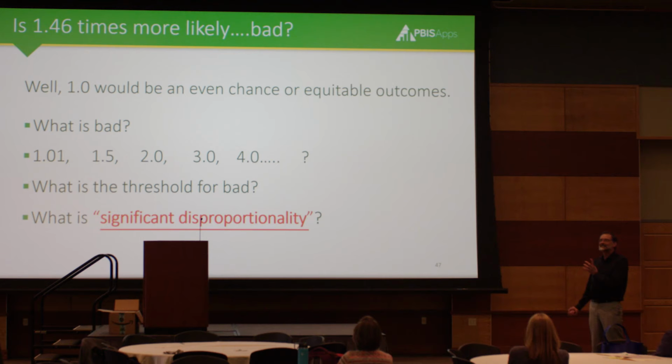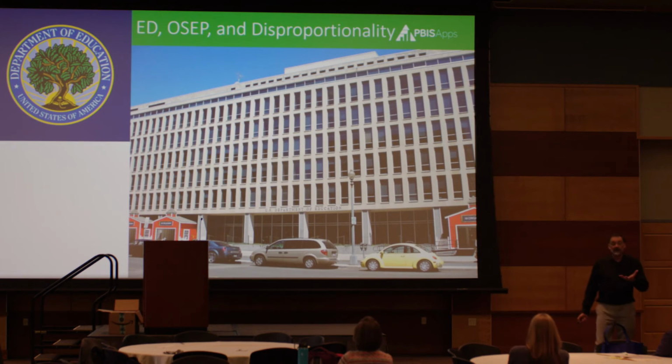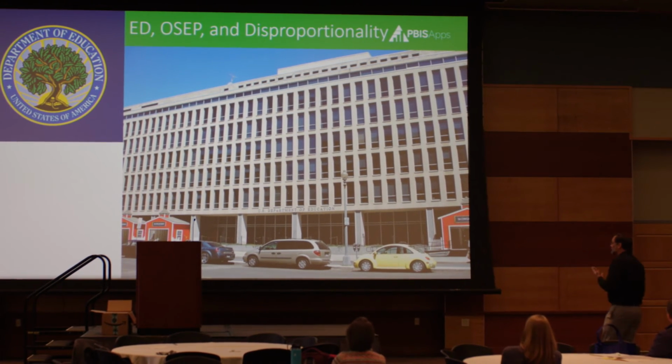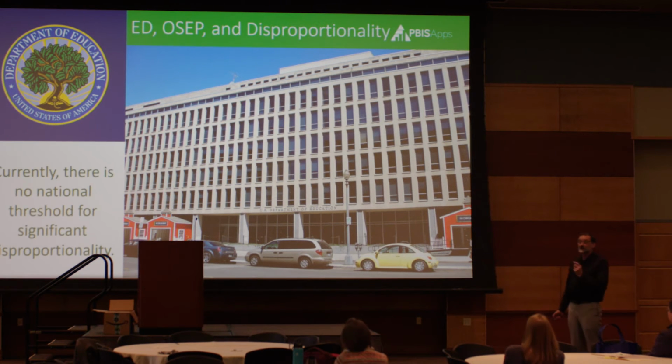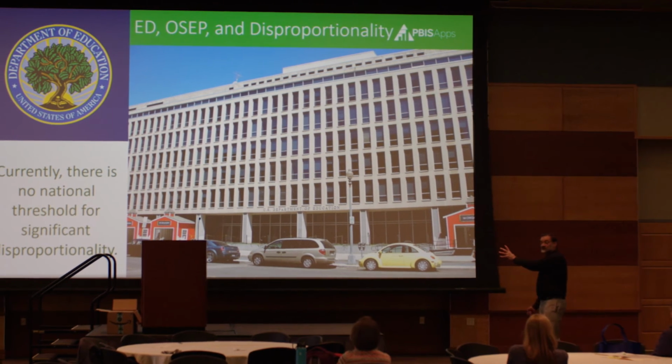is significant disproportionality. Not just that it's disparate or disproportionate, but what's significant disproportionality. Now, actually, all schools, districts, and states have to report this already. They have to report for special education what their significant disproportionality is. But there's no threshold. The feds don't say, this is what it should be and this is what's bad.